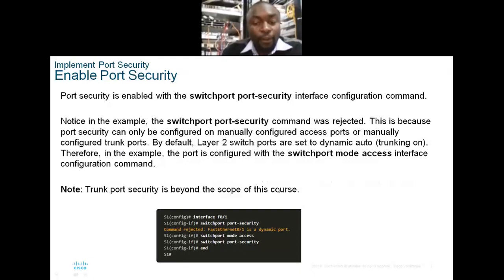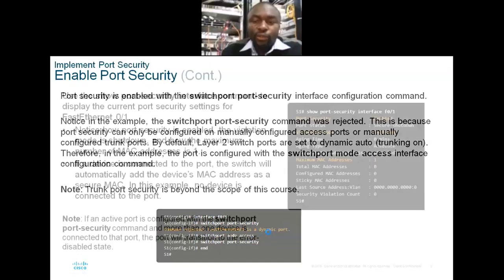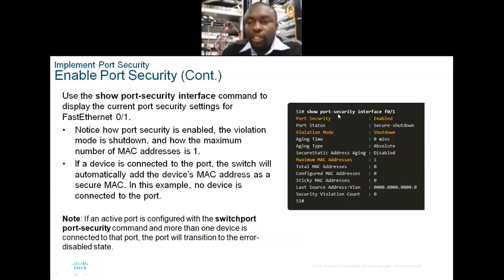By default, layer 2 switch ports are set to dynamic auto, that is, trunking is on. That's why, in the example, the port is configured with switchport mode access. That is why we had to switch the port to access first. Then, if you do show port-security interface Fa0/1, as you see here, it tells you whether port security is enabled on the switch or not.